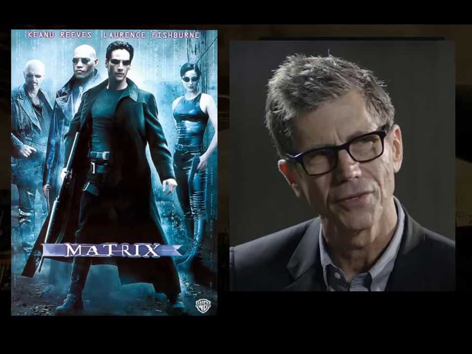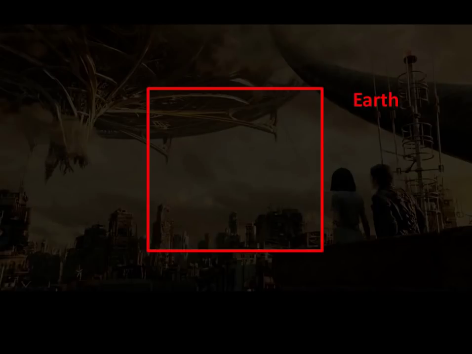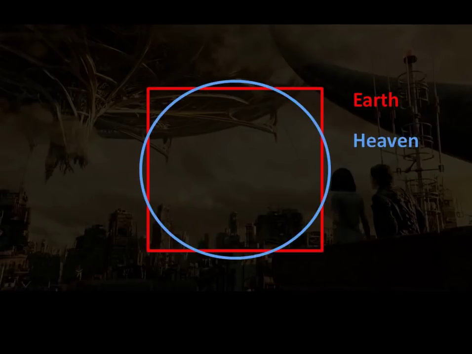Having explored the circle and the square, we now need a shape that allows the passage from Earth to heaven. The square means the Earth, the circle means the heaven.